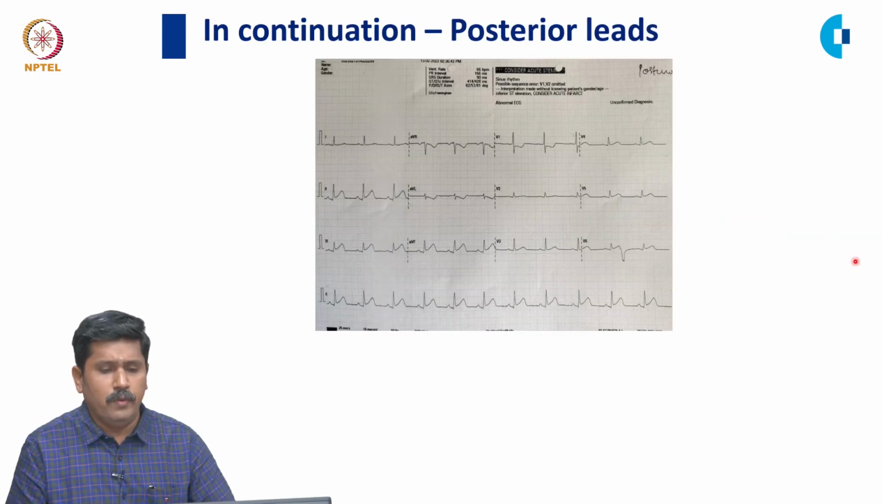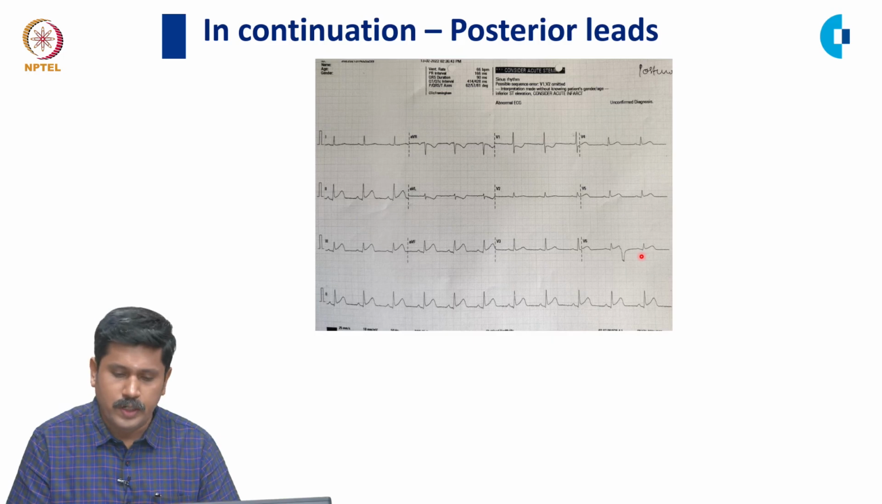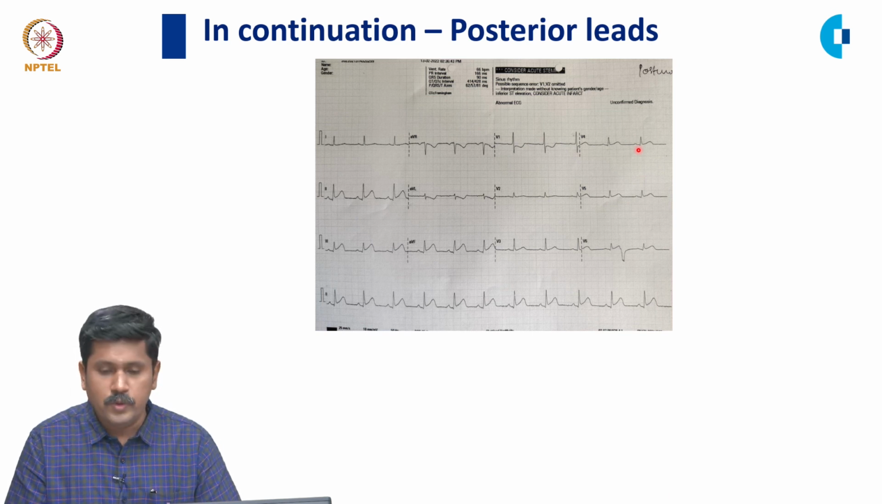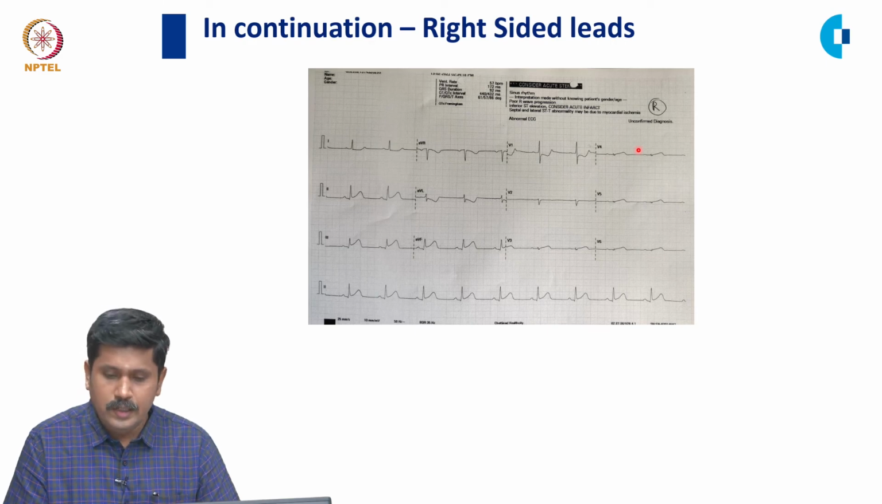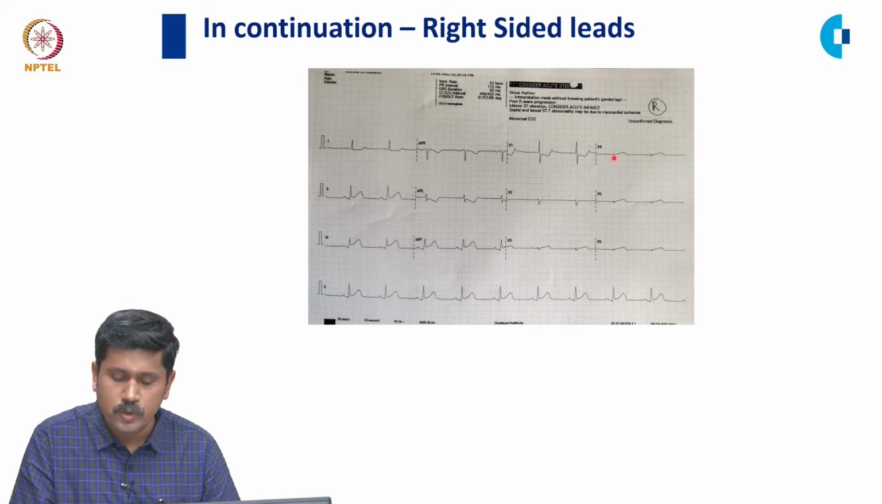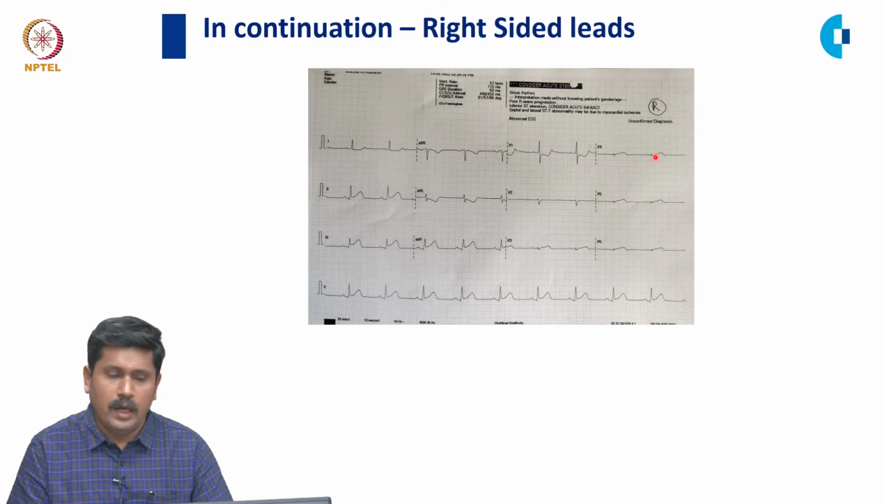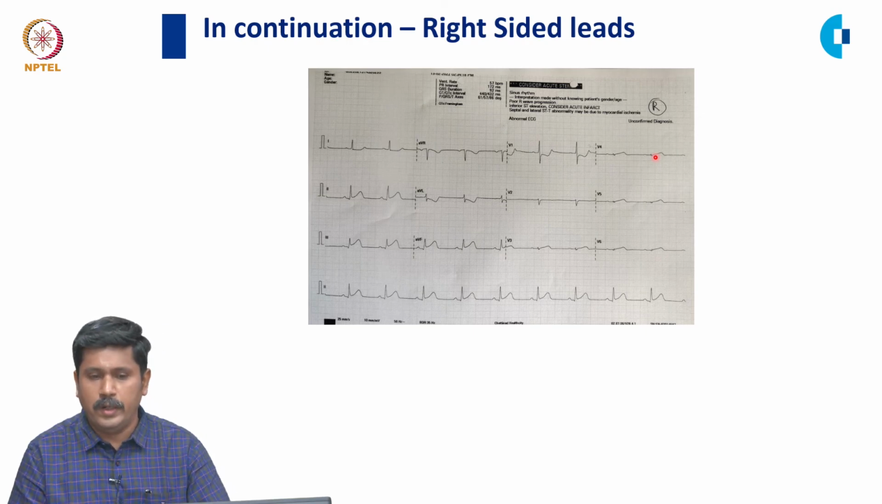So, in the same patient we have taken posterior leads. That is, these 3 leads are taken by placing the electrodes in the posterior part, which shows a minimal ST segment elevation of 0.5 mm in the posterior leads. That indicates there is an involvement of the posterior wall. So, in the same patient we have taken right sided leads. In the right side, these 3 are the right sided leads. The right sided leads also show an ST segment elevation, which localizes the lesion to the right coronary artery with involvement of the right ventricle, that is a proximal right coronary artery involvement.